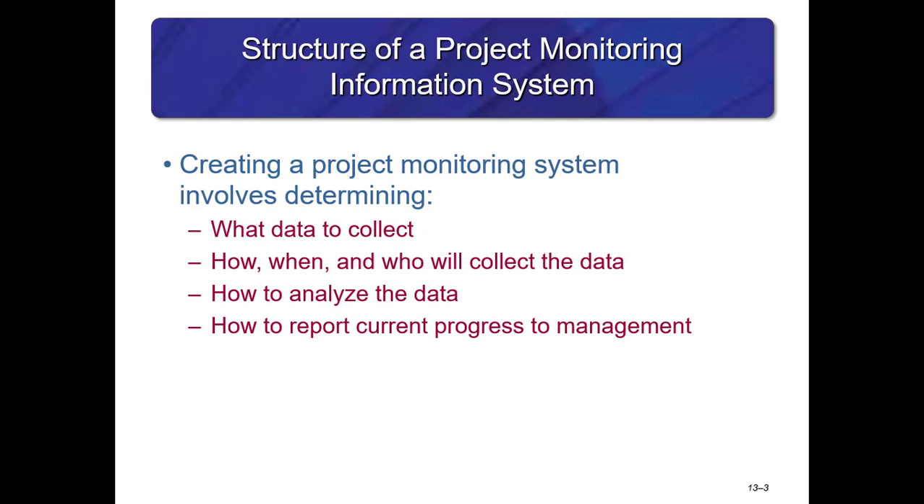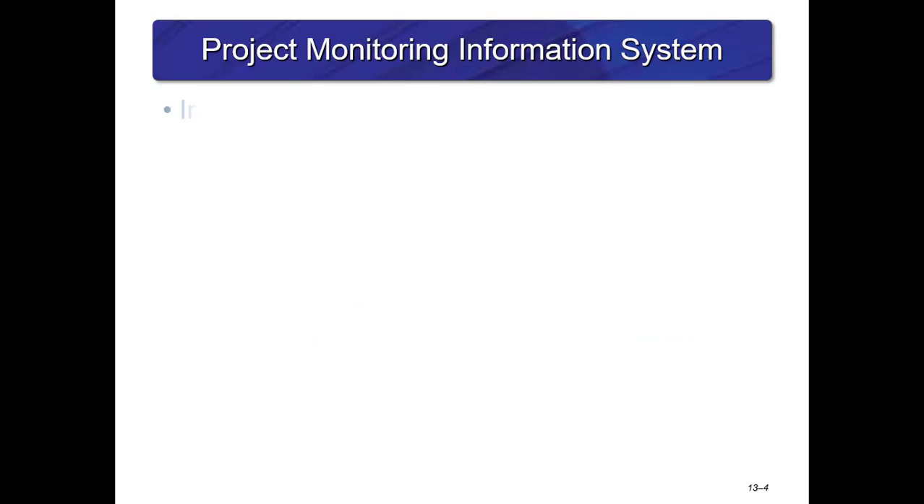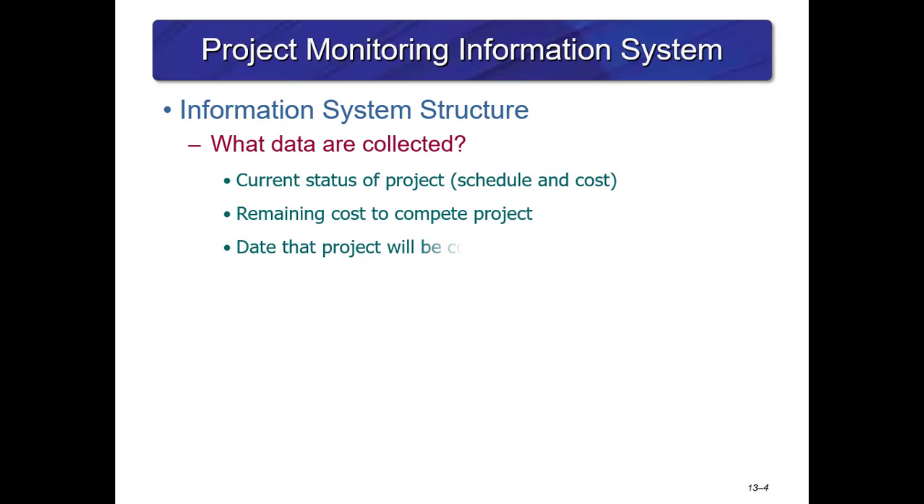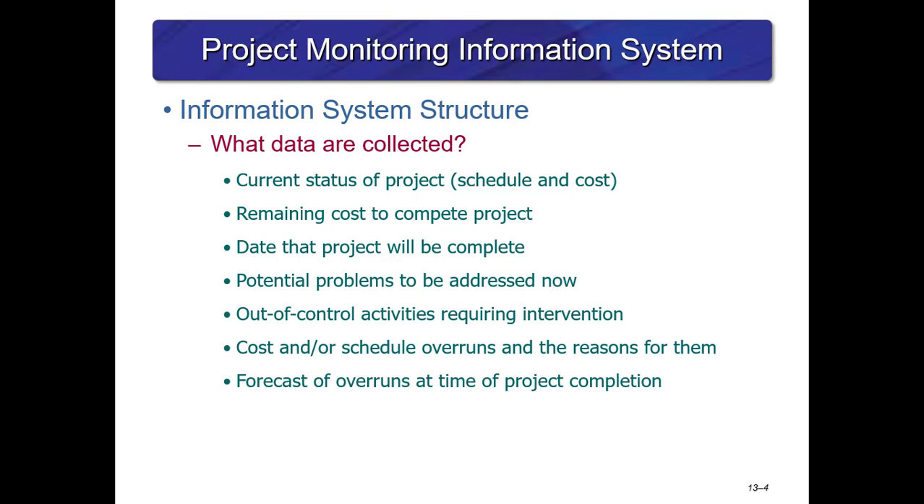Structure of a project monitoring information system. Creating a system involves determining what data to collect, how, when, and who will collect the data, how to analyze it, and how to report current progress to your management. The structure, what data are collected, for example, current status, remaining cost to complete project, which we'll discuss in detail in this chapter, project completion date, out of control activities, forecast of overruns, and others.